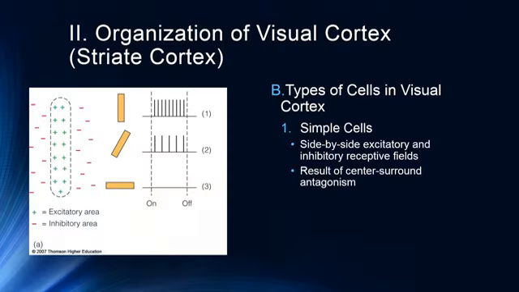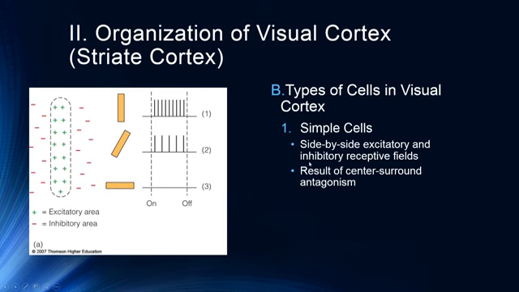The first of the cells we'll talk about in the visual cortex are simple cells. These are side-by-side excitatory and inhibitory receptive fields. You can see, for example, if we present a light in this area, we're going to get maximal stimulation. If we present it in this direction, we'll get more stimulation than inhibition, but if we present something horizontally, we're going to get as much excitation as we do inhibition, so we won't get any response.